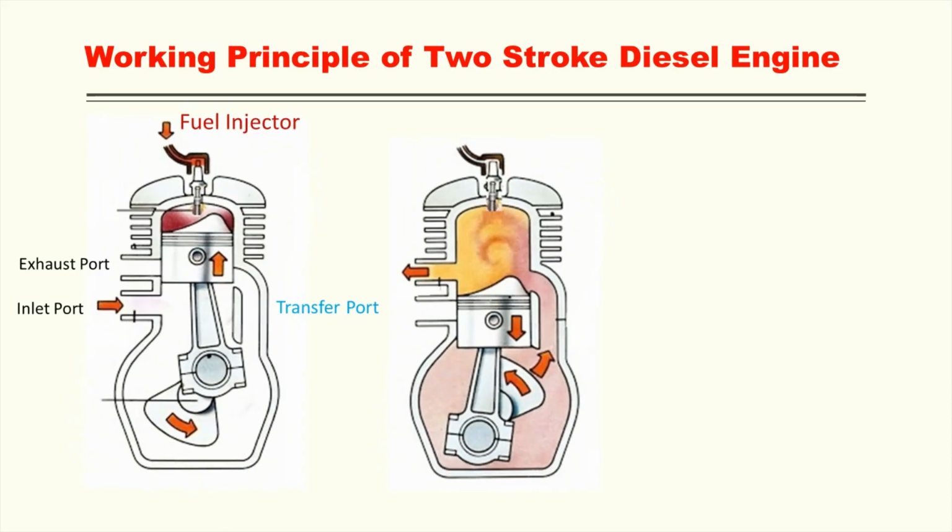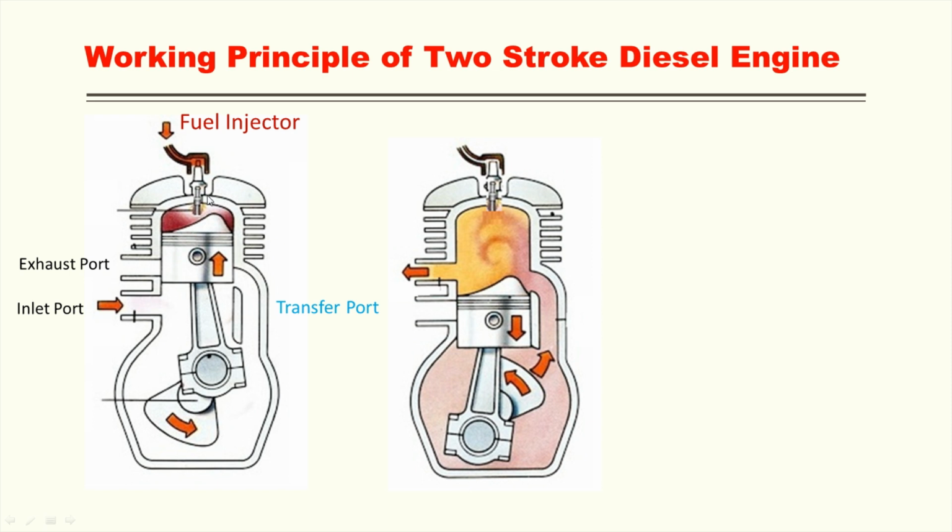Now we will discuss the working principle of two-stroke diesel engine. Here you can see that this is the intake port, or we can say the inlet port, to allow the fresh charge into the crankcase. It is the exhaust port, for escaping the old charge from the cylinder, and this is called the transfer port. In case of a two-stroke engine, we are not using valves. The valves are replaced by ports. So here we are using three ports: inlet port, exhaust port and transfer port.